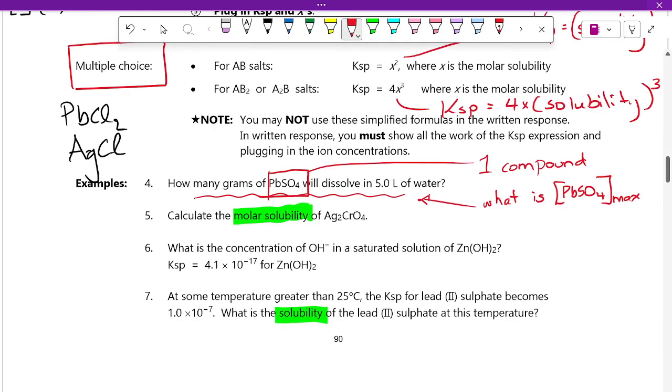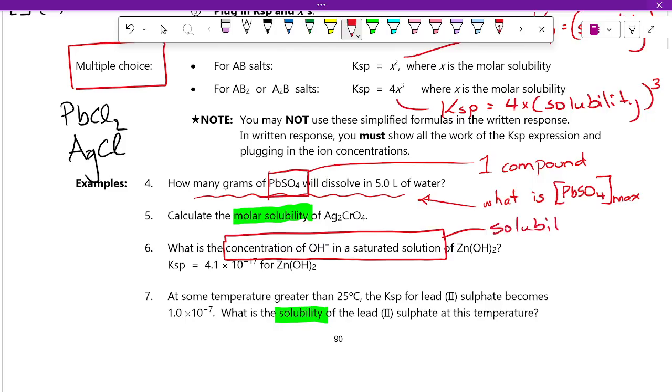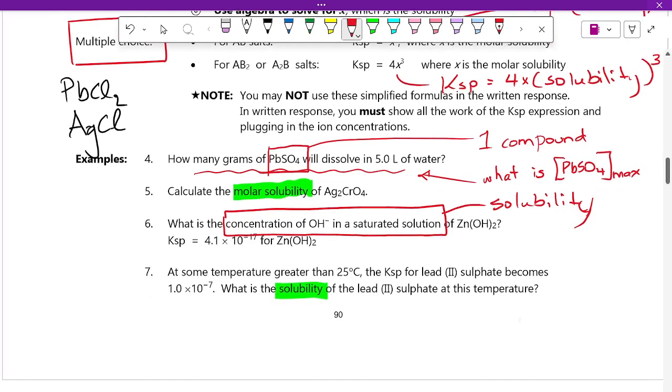And for number 6, it's a concentration of a saturated solution. What is the concentration of a saturated solution? Solubility. It gives you the KSP, although maybe you'll be given that in other types of problems as well, because they also use KSP. Anyway, so that's type 2.